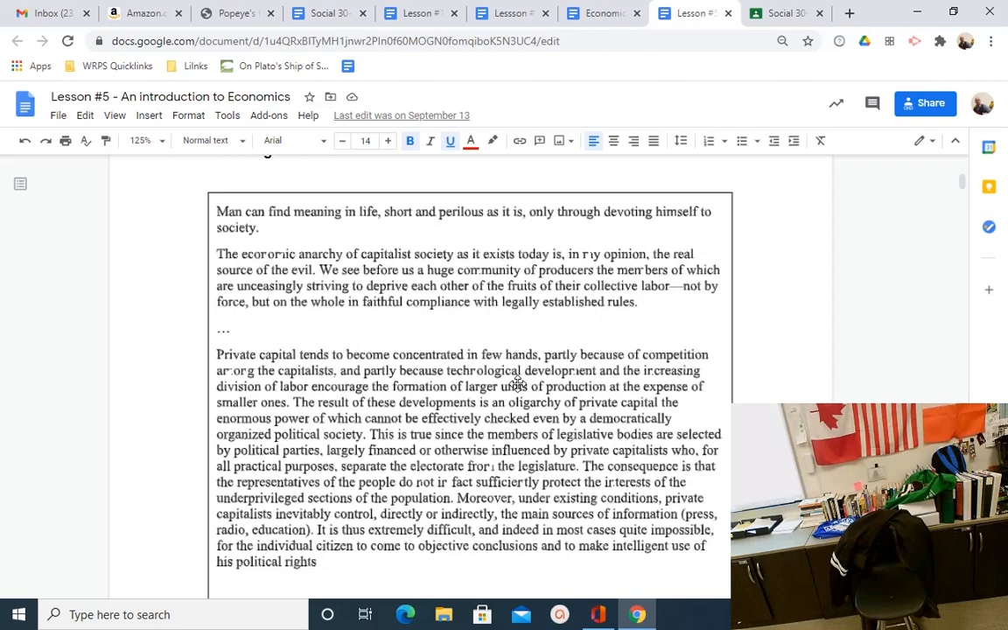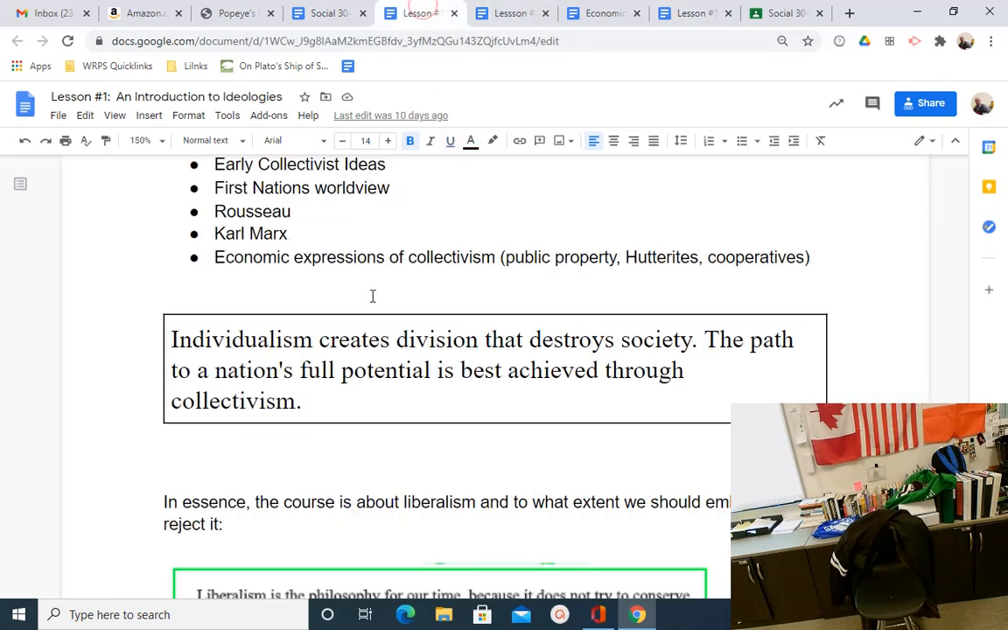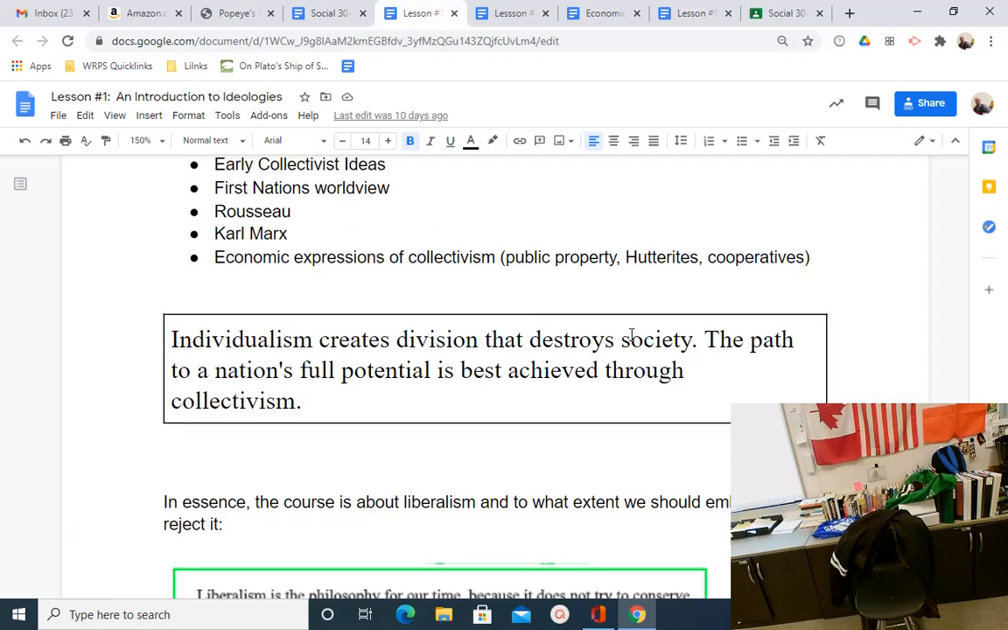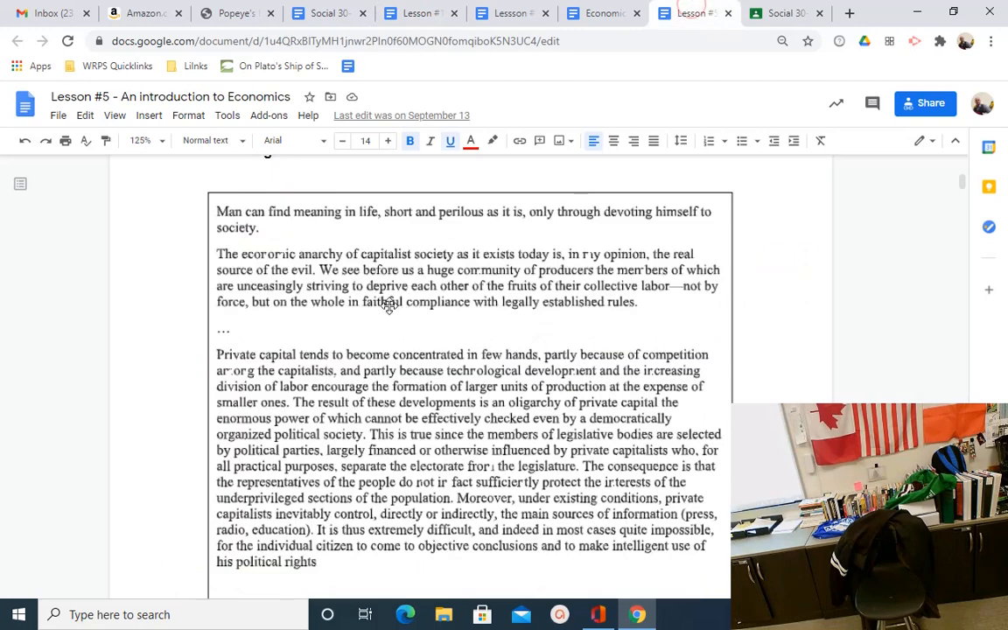So what do we have here in these quotes that are in these lessons? These are the building blocks of the essay that was assigned today. This fits with the essay too. This would be someone that would agree with this: individualism creates division that destroys society, right? Yeah, it does. It destroys society because capitalism is the source of all evil, because it pits people against each other. Destroys society, creates division. It's a huge overlap there.